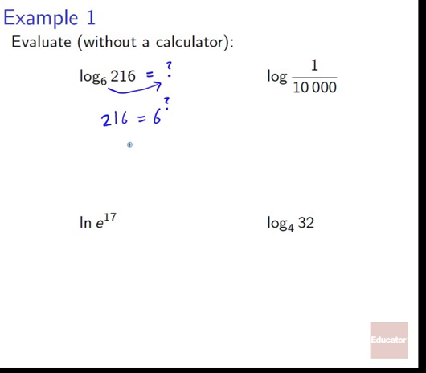So let's see, what are some numbers that we can get out of this? 6 to the 1, well, that's just 6. 6 squared, well, that would be 36. 6 cubed, 180 plus 36, 216. Hey, bingo, that's what we're looking for. So it must be the case that it is 3. Log base 6 of 216 equals 3. That's our answer.